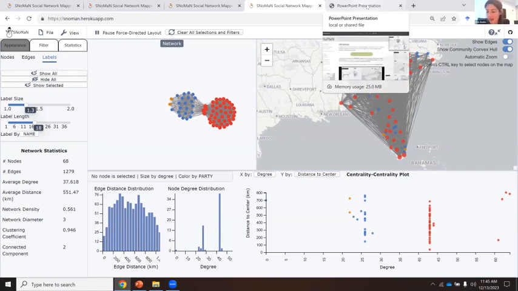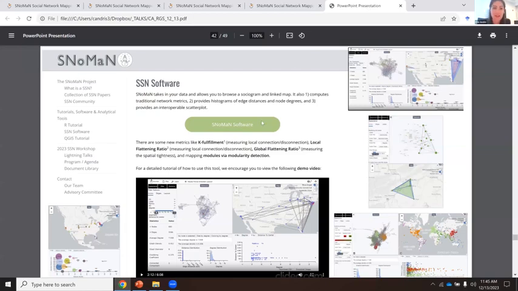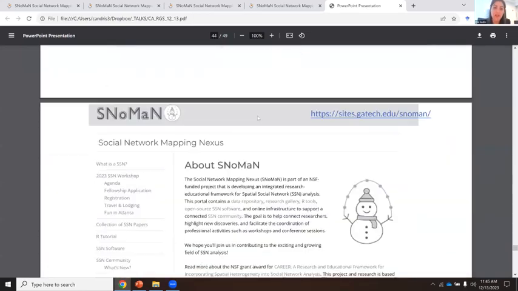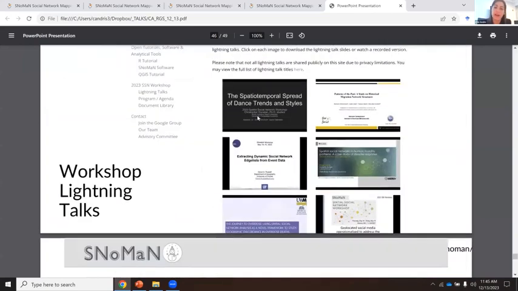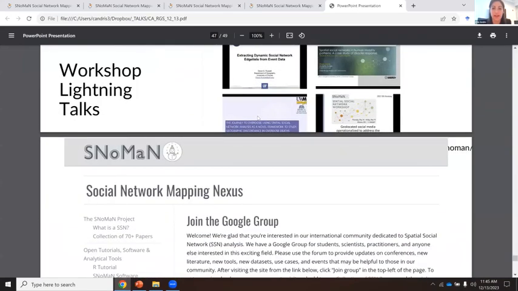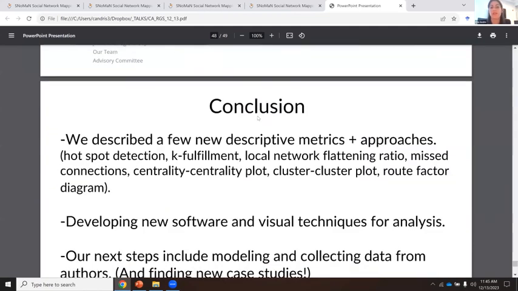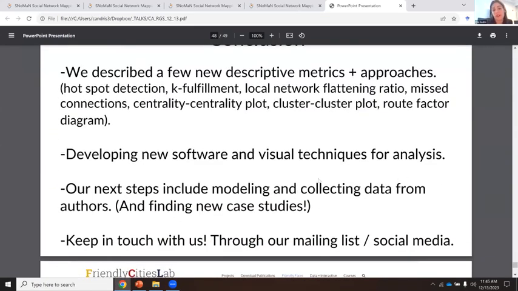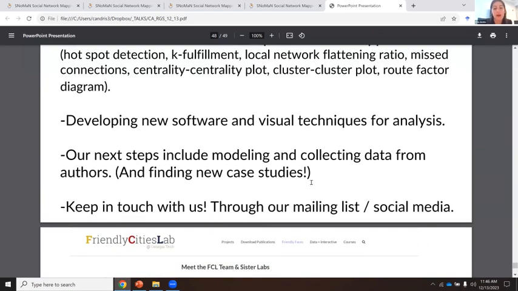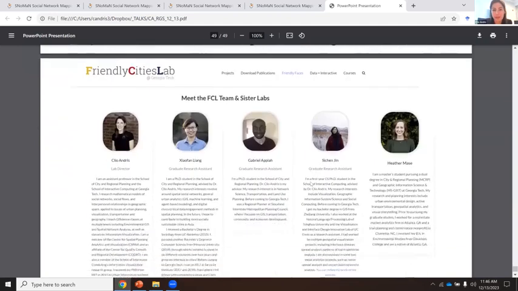Okay, so from there, I'll go ahead and wrap up and conclude. Thank you so much. You can visit all this software and some of our infrastructure online, and join our Google group. Today we described a few new descriptive metrics. We are developing some new software and techniques for analysis, and our next steps include modeling. We'd love for you to keep in touch with us.